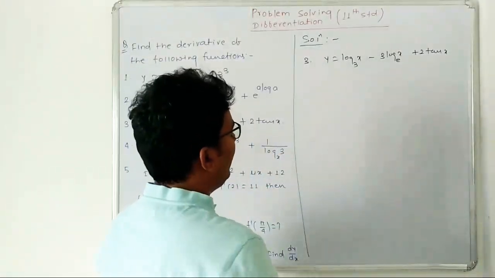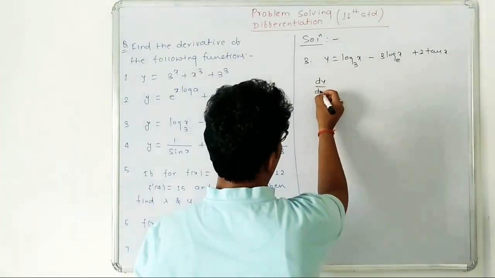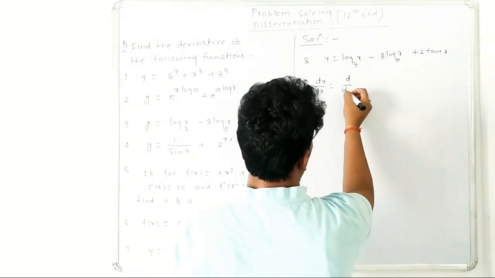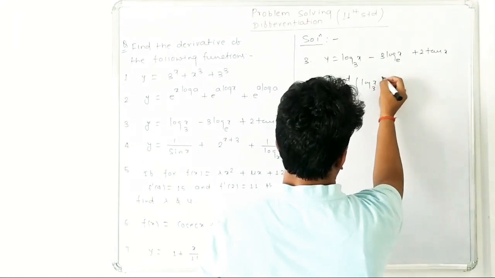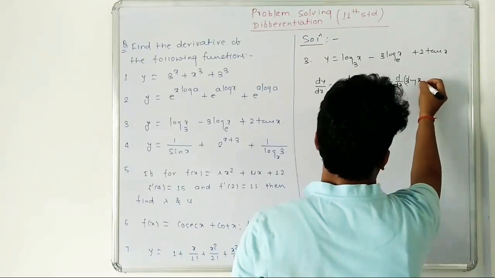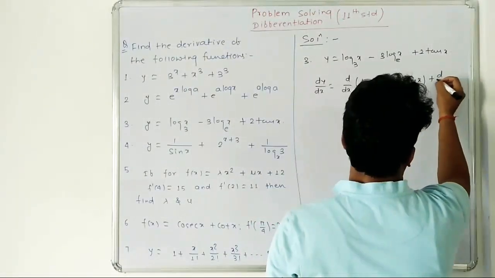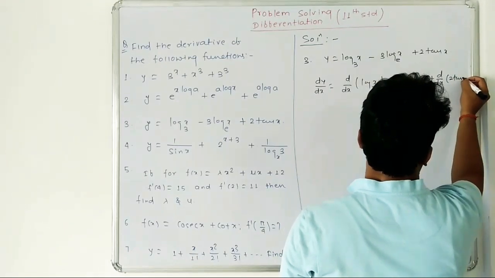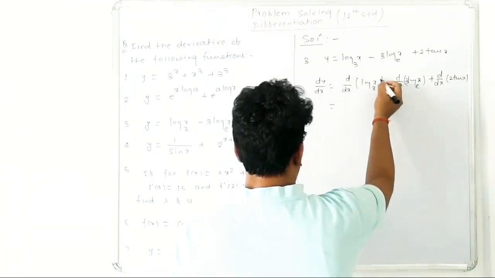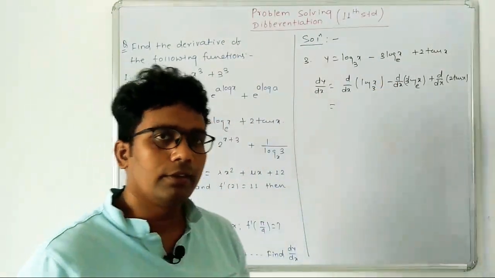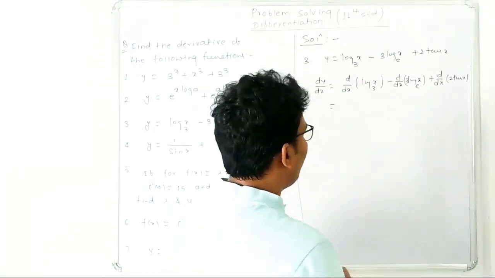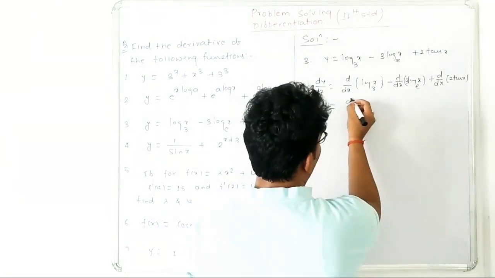Next, coming on to the third, we can write the derivative of this function as dy by dx equals, first of all, write the derivative separately: dy dx of log of x to the base 3, minus d by dx of log of 3 times log of x to the base e, and plus derivative of 2 tan x, right? We have written the derivative separately for all the functions. Now can we write the derivative of this function as 1 by x? Yes or no? Now we cannot write, right? Because the base here is 3, not e.